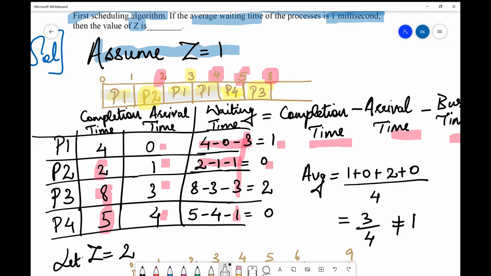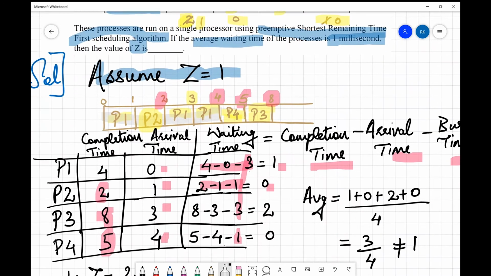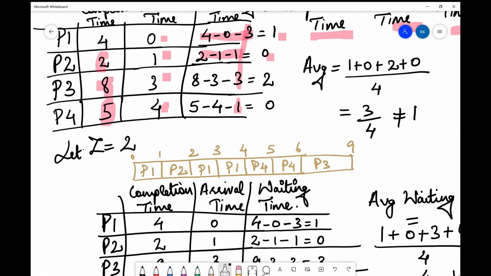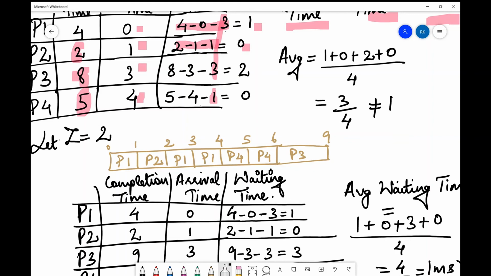Why? Because P4 arrived at t equals to 4, right? If you check over here, P4 arrives at t equals to 4. So everything that we did till t equals to 4 remains the same. So that is why you can complete the Gantt chart till here by keeping the value same as is. Okay, so that's what I've done. I wrote it completely same. Then at t equals to 4, you need to consider what needs to be done next.